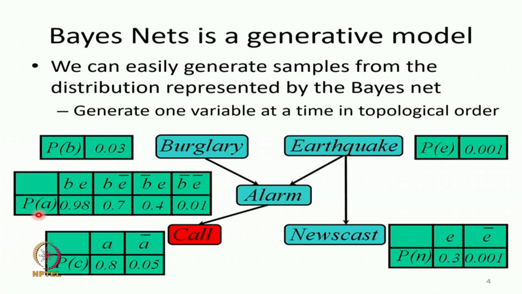What we are going to do is just sample from the distribution. What does that mean? We will toss a coin with probability 0.03, we will say burglary is true, and with probability 0.97 we will say burglary is false. By the way, how do you toss a coin such that it gives you two things with probability 0.03 and 0.97?